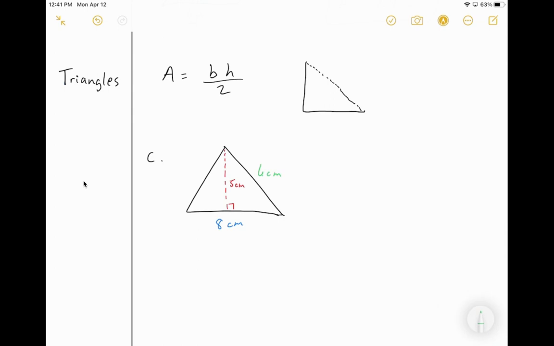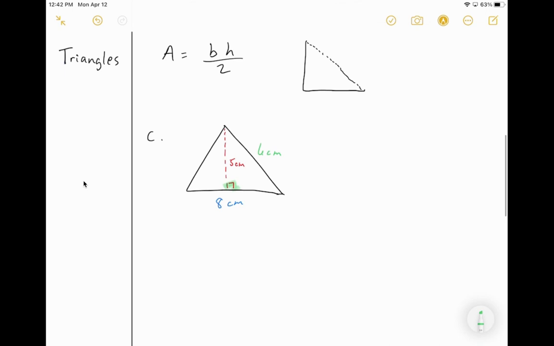Okay, so here's where things get tricky. Okay. Remember, a base and a height have to be 90 degrees with one another. A base and a height always meet at 90 degrees. So wherever you find the 90 degrees, those two lines are your base and your height. The 8 is your base, the 5 is your height. The 6 does not matter for this calculation. It matters overall, but it doesn't matter for this calculation. Okay. So that's where things are tricky.